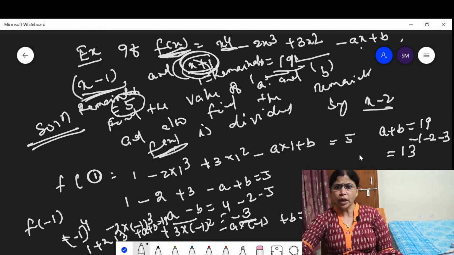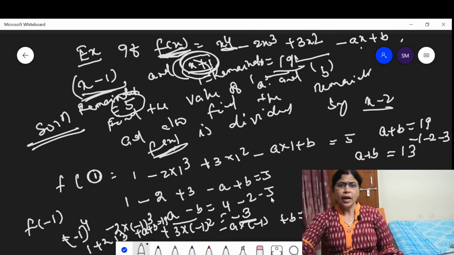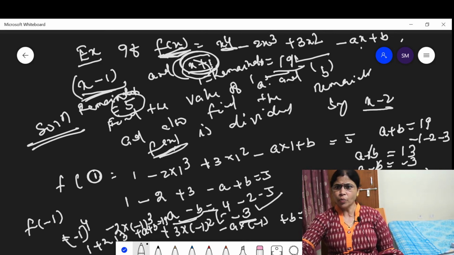13. Means a plus b is equal to 13, and another condition says a minus b is equal to minus 3. Then by adding these we get 2a is equal to 10, which means a is equal to 5. Then put the value here, 5 minus b is equal to 3, this means b is equal to 2. Then by solving this we get a equal to 5 and b equal to 2.